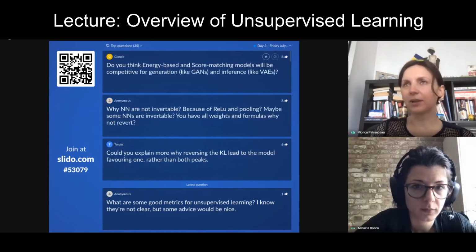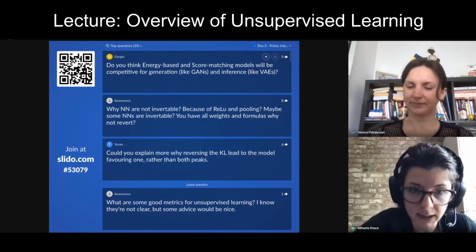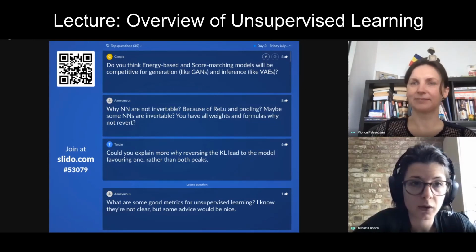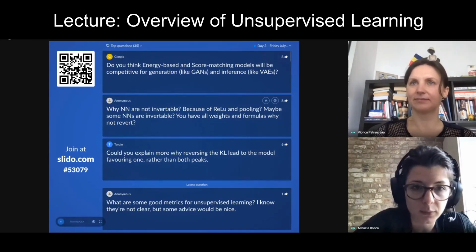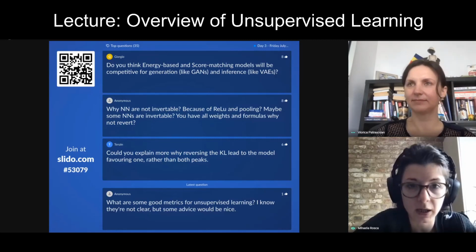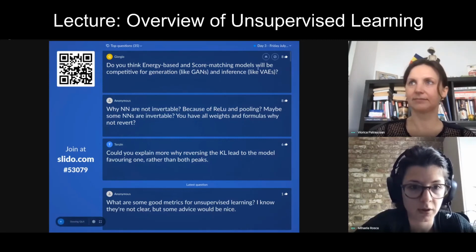Do you think energy-based and score matching models will be competitive for generation like GANs and inference? I think energy-based models are definitely having a comeback right now, and it's worth having a look at that. A lot of the challenges that we've seen with sampling and so on are being addressed. So I think keep an eye on this space. I think the next 1 or 2 years are going to be very, very interesting. That's a very, very good question.